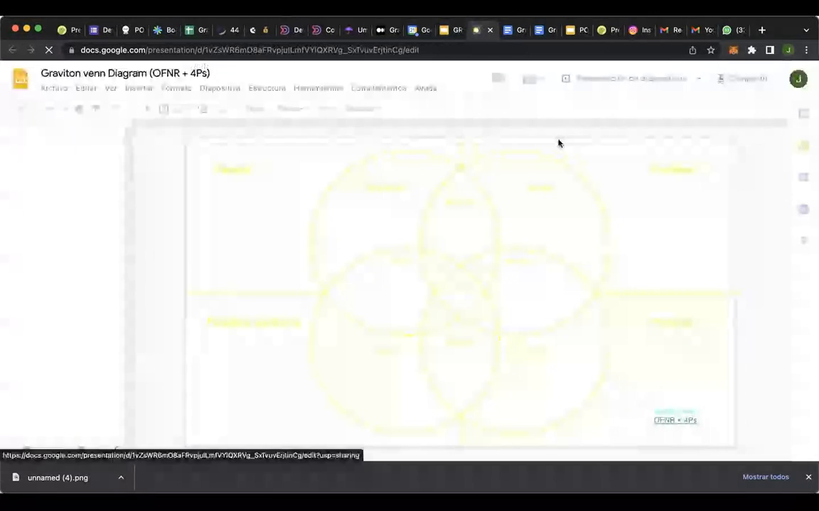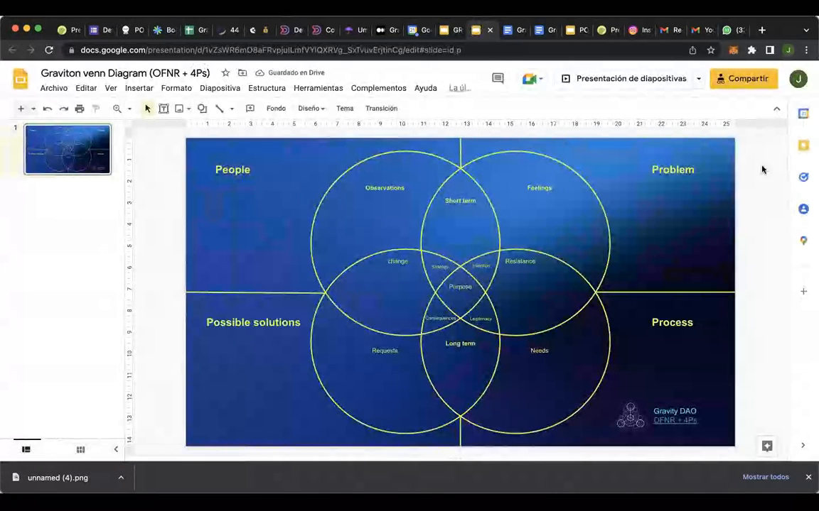And this is a Venn diagram that we have been working on that integrates all that we have been talking about, and it has the OFNR and the 4Ps. The OFNR is NVC, and the 4Ps. So here we have people, problem, process, possible solutions, observation, feelings, needs, requests, and we have here resistance, change, short-term and long-term. And here we have the strategy, the intention, the legitimacy, consequences, and purpose.